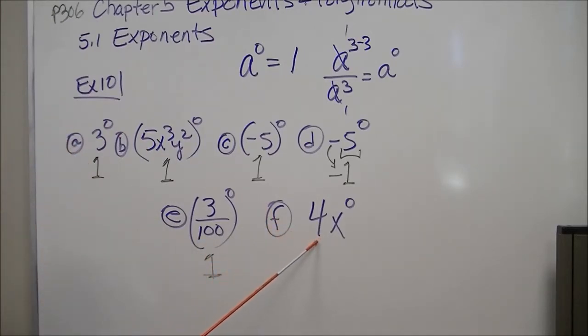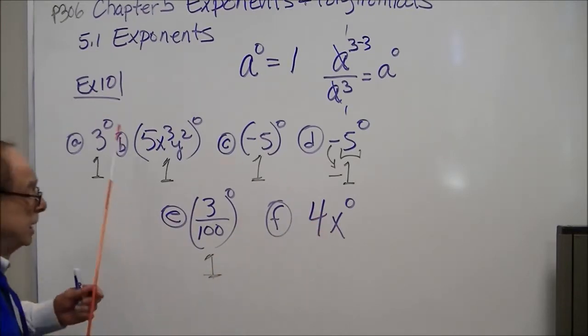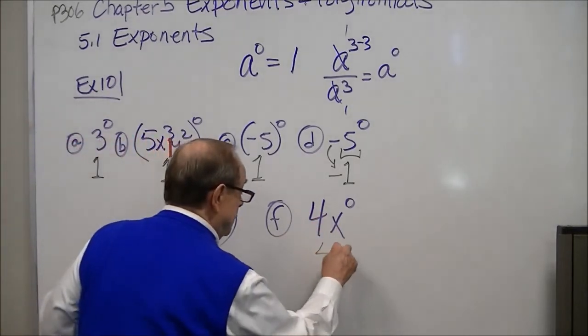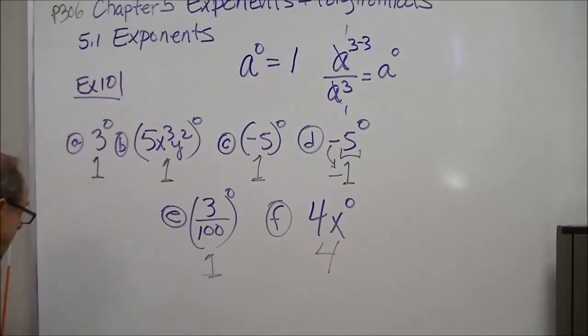Again, a little tricky. What is to the 0 power? The x. So that's 1. 4 times 1 is 4. And they'll be challenging you for various examples as we go along.